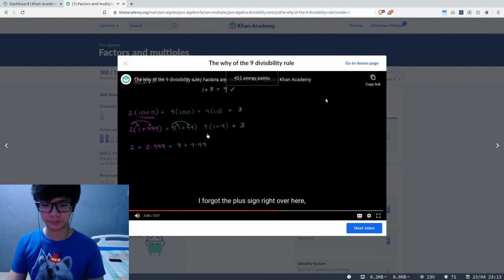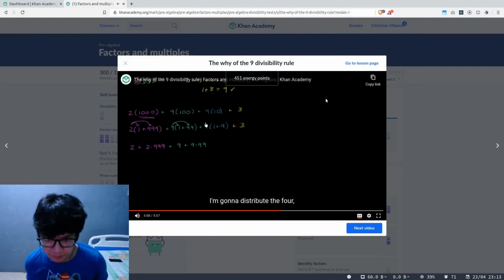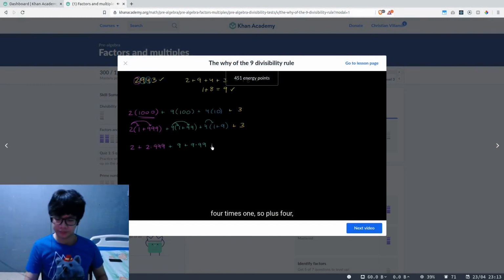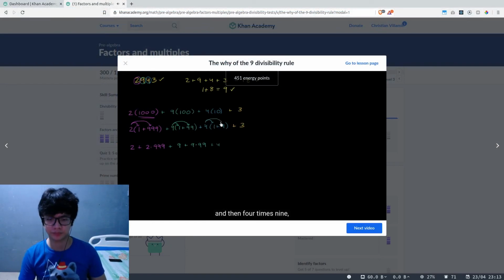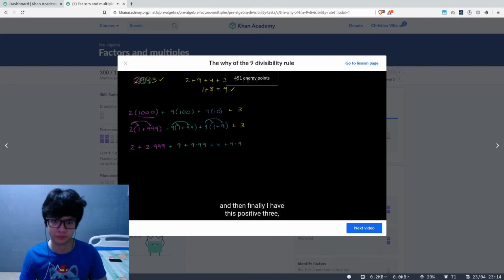Over here, I forgot the plus sign right over here. I'm going to distribute the 4. 4 times 1, so plus 4. And then 4 times 9, so plus 4 times 9. And then finally I have this plus 3 right over here.